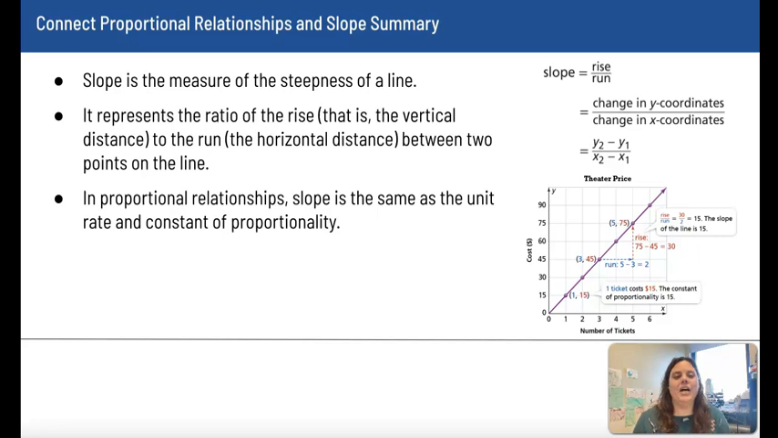Let's summarize. As we connect proportional relationships with slope, we want to remember that slope is the measure of steepness of a line. It represents the ratio of rise, which is vertical distance, to run, which is horizontal distance, between 2 points on a line. In proportional relationships, the slope is the same as the unit rate. So if you find the unit rate of a proportional relationship, you have found the slope. Here again are 2 ways we use to find slope: what is known as the slope formula, rise over run, or y2 minus y1 over x2 minus x1, and by looking at a graph.